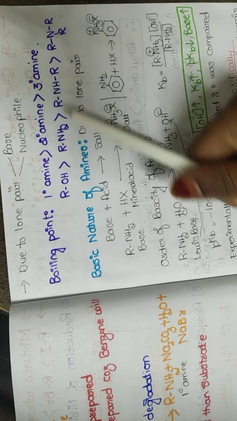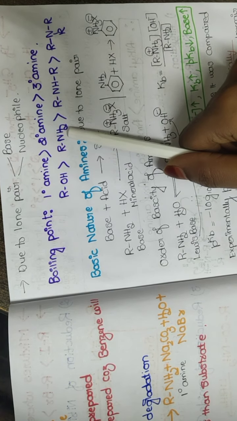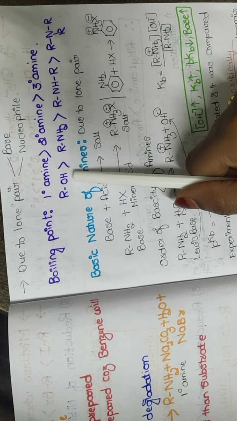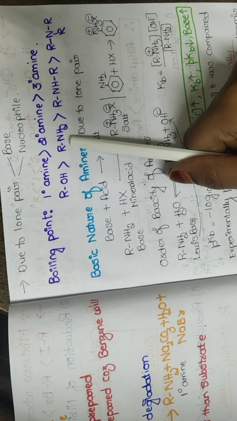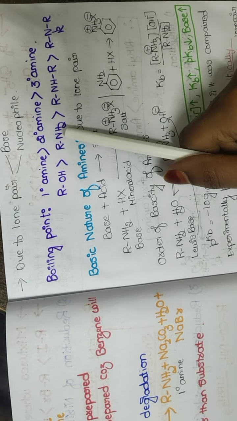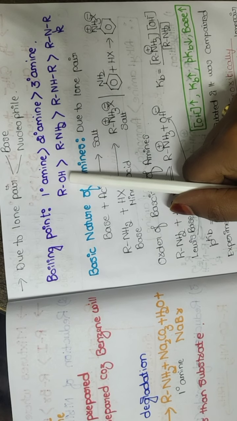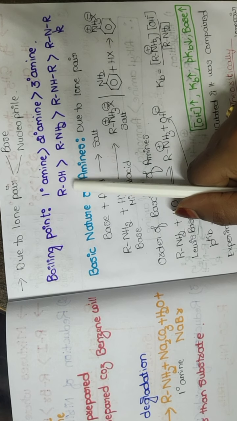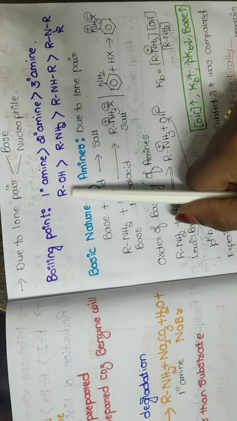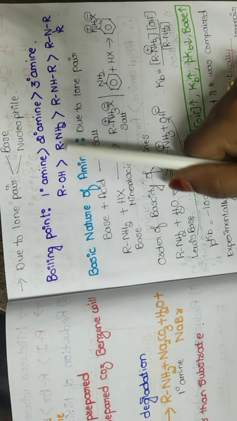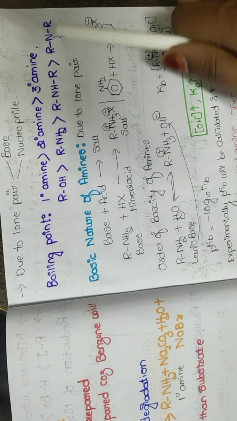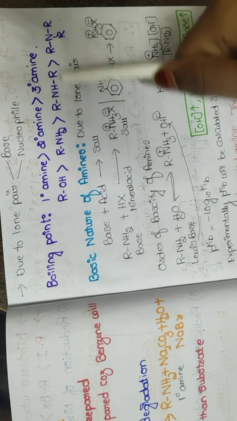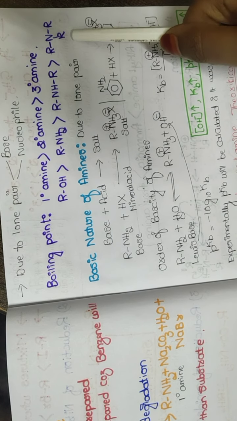In case of the alcohols and amines, if I compare, alcohols are having a higher boiling point compared to amines. Why is it so? Because we know that compared to nitrogen, oxygen is highly electronegative. Due to the electronegative character, alcohols are having higher boiling point compared to amines. In case of amines, further, primary amine, then secondary amine, least in case of the tertiary amine.